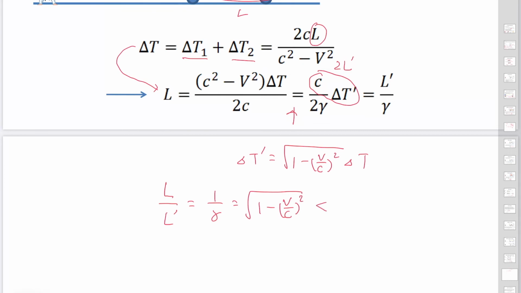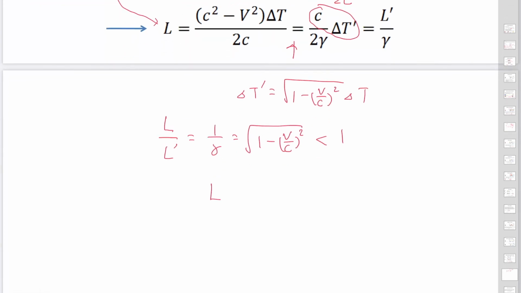This is less than 1. So this means L is shorter than L prime. We call this Lorentz contraction.